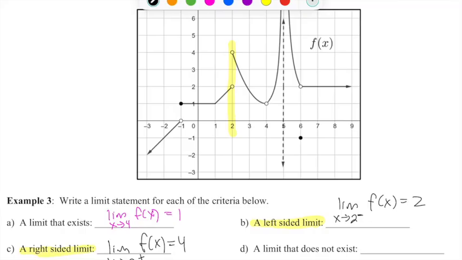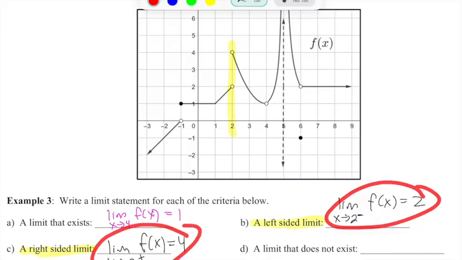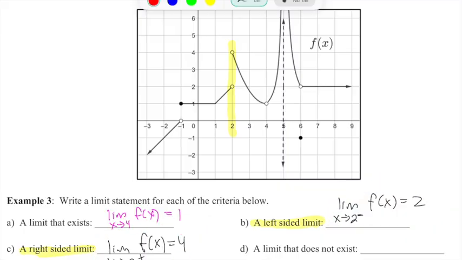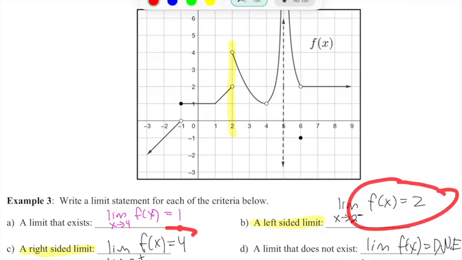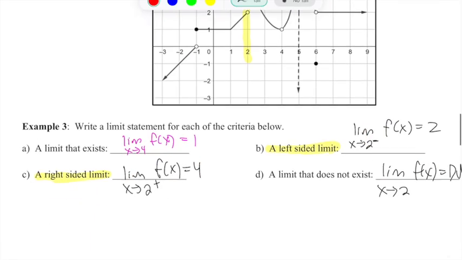And a limit that doesn't exist. Well, since I did this left-hand and right-hand limit, they're both approaching 2. That does not exist. So limit as x approaches 2. And the reason it doesn't exist is because the left-hand limit is 2, the right-hand limit is 4.